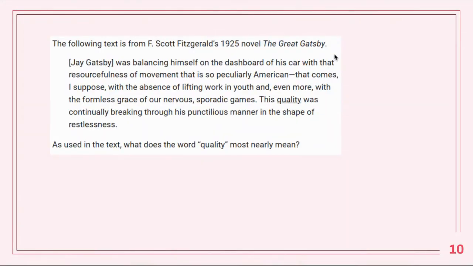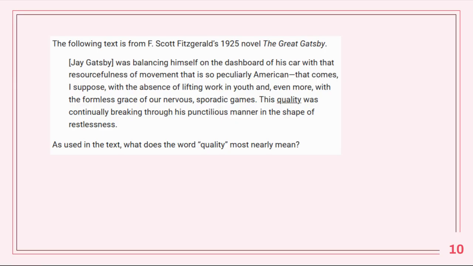All right, so here we have a fiction passage. So the following text is from the novel The Great Gatsby. You might have heard of that before. Jay Gatsby was balancing himself on the dashboard of his car with that resourcefulness of movement that is so peculiarly American, that comes, I suppose, with the absence of lifting work in youth and, even more, with the formless grace of our nervous, sporadic games. This quality was continually breaking through his punctilious manner in the shape of restlessness.